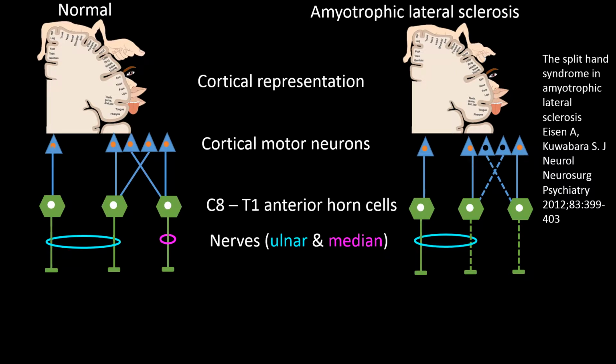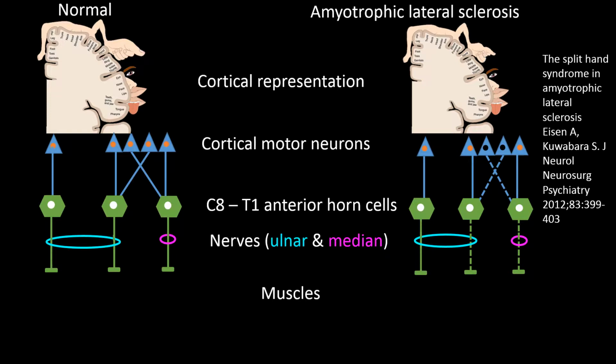in the normal and now in the abnormal side, which, as you can see, I'm basically repeating the same on the amyotrophic lateral sclerosis side. First, I have encircled those traveling with the ulnar nerve, and now those with the median nerve.